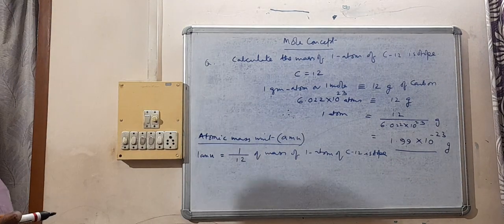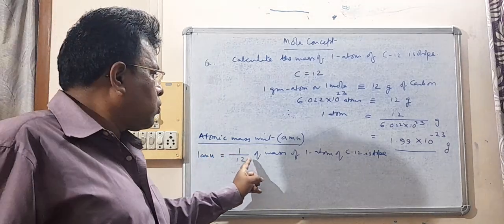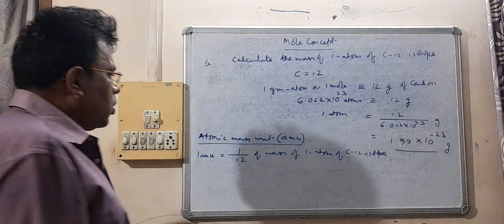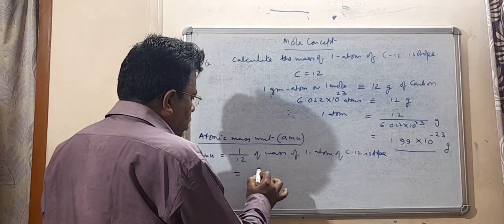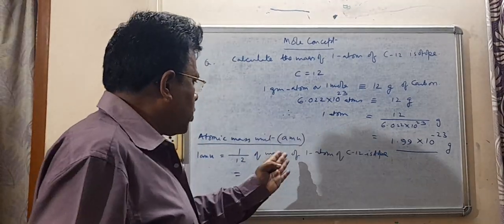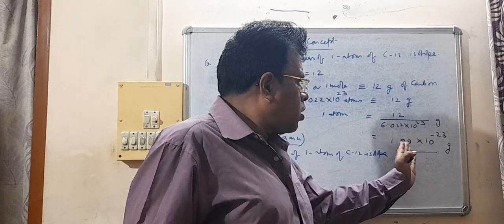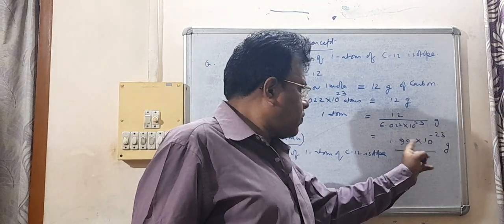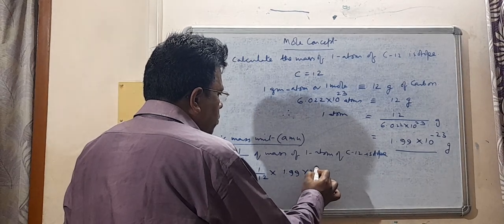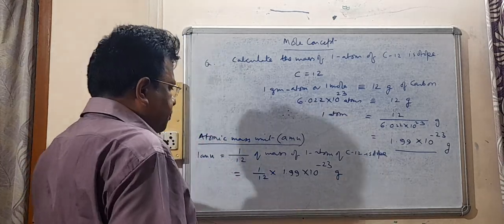So if an exam question comes, define AMU, then you have to write this: 1/12 of mass of one atom of carbon 12 isotope. So let us try to find out this value in gram. So 1/12 into, now we need to write down here the mass of one atom of carbon 12 isotope. Now you see we already have found before the mass of one atom of carbon 12 isotope, this value. So let us write down these values. So 1.99 into 10 to the power minus 23. This much grams.